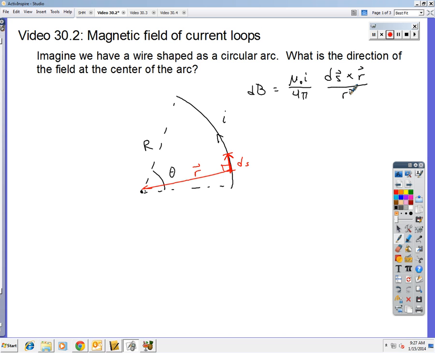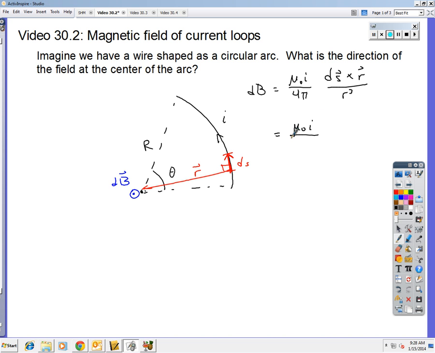Now first we'll get the direction. ds cross r. Index finger in the direction of ds, other three fingers in the direction of r, and the magnetic field at the center of the arc, in this case, points out of the page. And it will point out of the page for every single ds along this arc. Now the other thing is that because ds and r are perpendicular, the magnitude of ds cross r is just r ds.